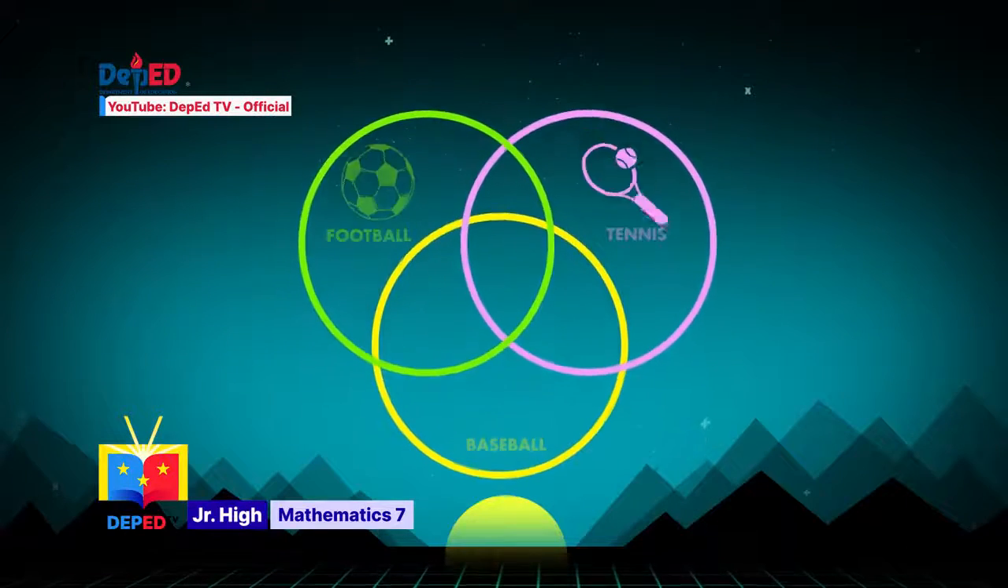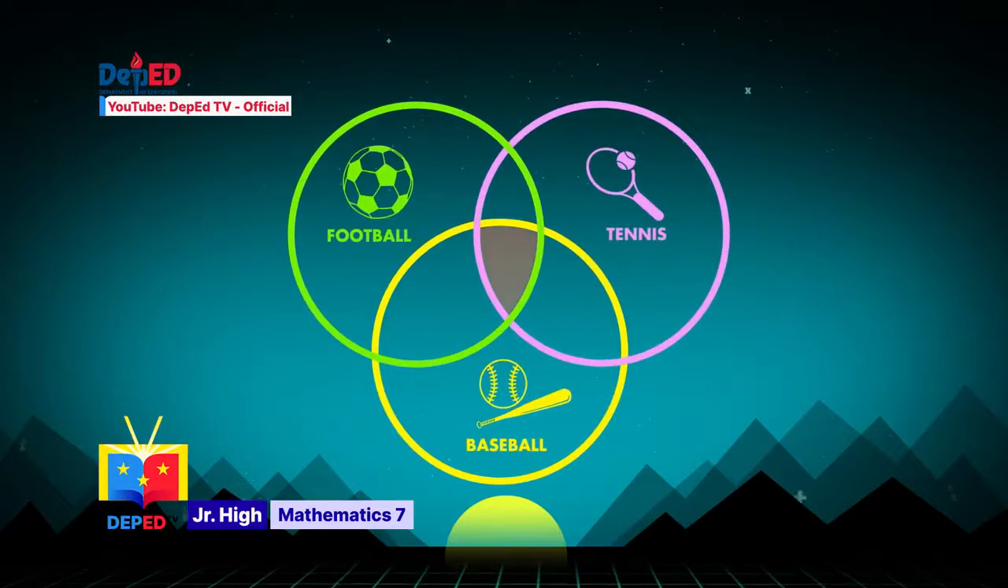Well, you also have to account for the cardinality of the set represented by the region found in the innermost part of the diagram, where all 3 circles intersect. The last given points us to the cardinal number for this set. Therefore, N of F intersection B intersection T is equal to 4.